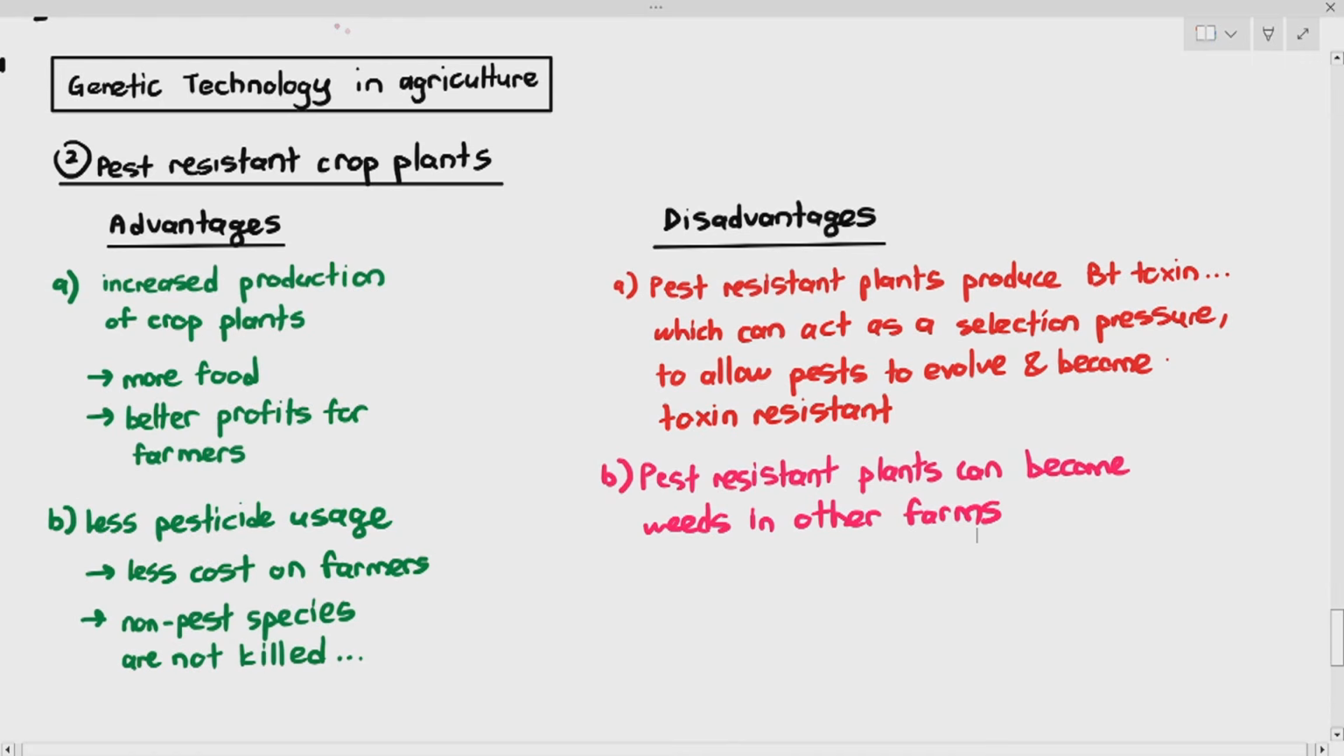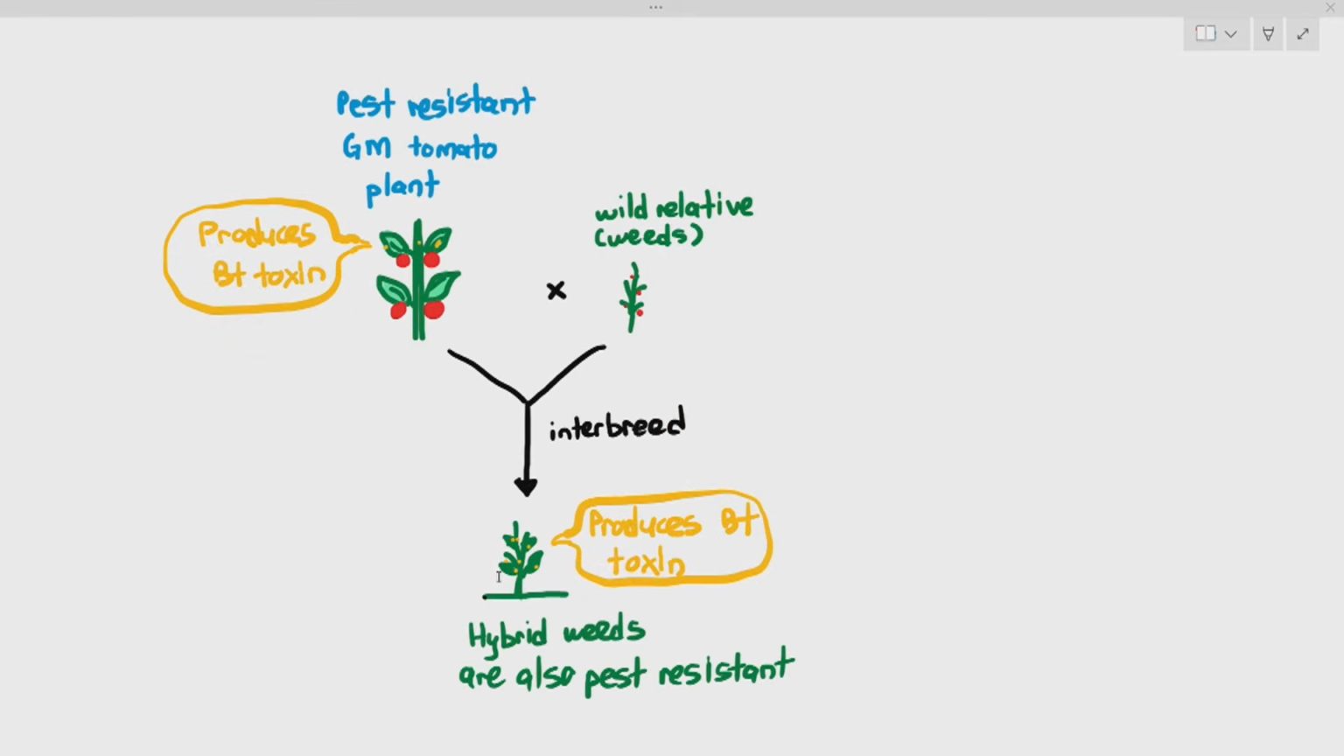And number three, your genetically modified plant can interbreed with a wild relative, and when it breeds with a wild relative, you can have problems. For example, you have your tomato plant here, which is your pest resistant plant. It produces Bt toxin. It reproduces with a wild relative. It produces a hybrid weed that the farmers don't want, and that hybrid weed produces Bt toxin.